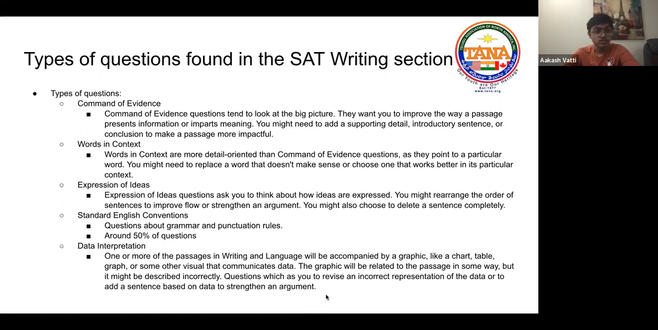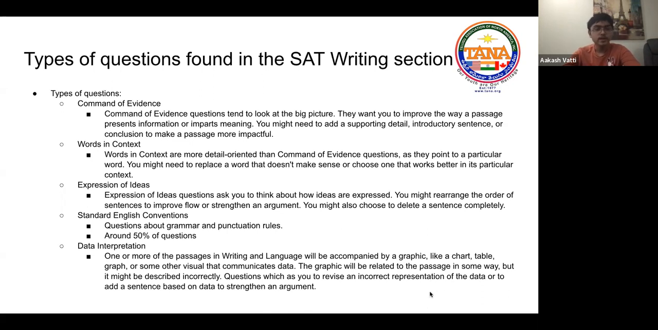Another type of question is words in context. Words in context are usually more detail oriented than command of evidence questions, and they basically tell you to replace a word that doesn't make sense or choose one that is better in that context. Expression of ideas questions ask you to think about how ideas are expressed. You might need to rearrange the order of sentences to improve flow or strengthen an argument. You might also just have to delete a sentence entirely if it doesn't make sense in that context.